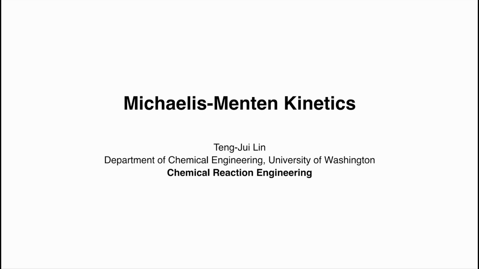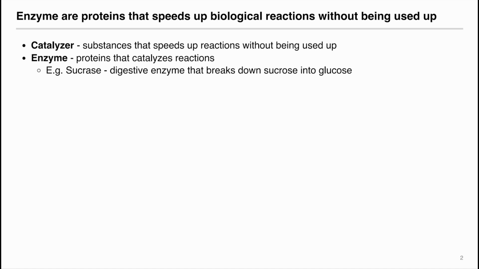Welcome back. In this video, I will derive the Michaelis-Menten kinetics and look at how it can describe enzymatic reactions. Enzymes are proteins that speed up biological reactions without being used up, and substances that speed up reactions without being used up are called catalysts. An enzyme is a special type of catalyst made of proteins that catalyzes biological reactions.